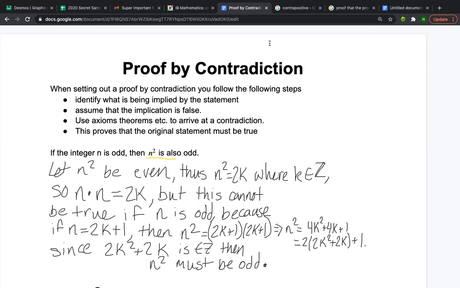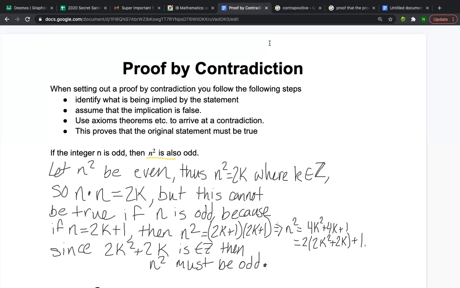So that would be an example of contradiction, because basically what I got to is I know that the product of two odd numbers is odd. It can't be even. So that's the part that reaches the contradiction. I think IB would have accepted it if you had just said, but this cannot be true, because the product of two odd numbers is always odd.